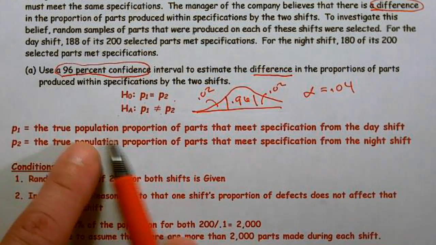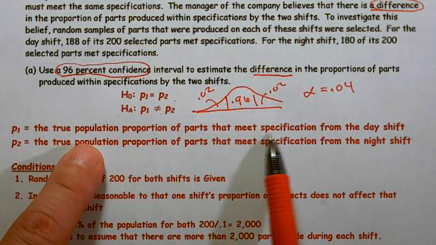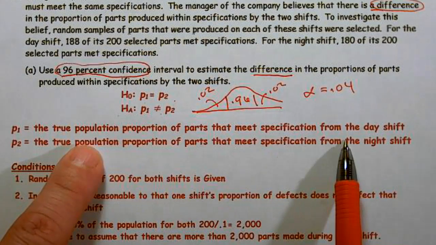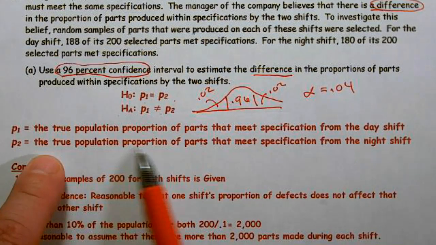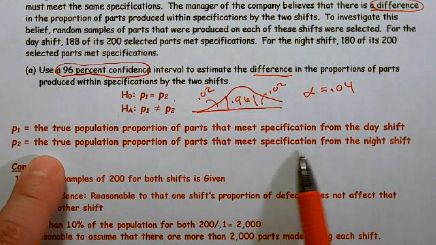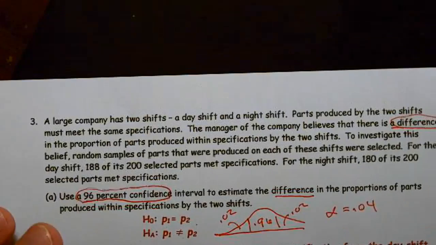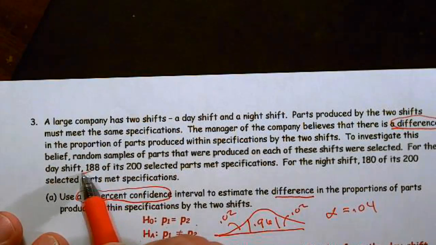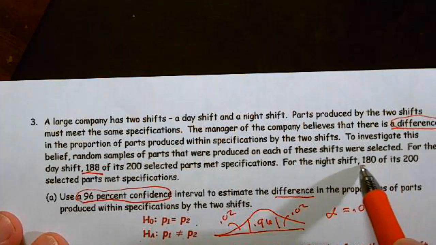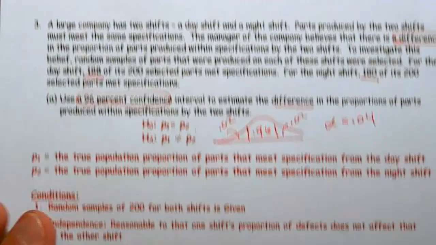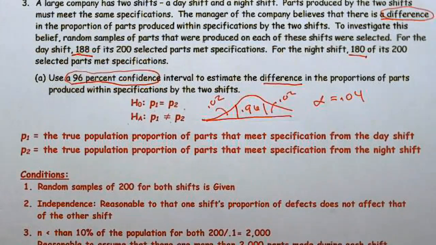P1, the true population proportion of parts that met specification from the day shift. P2 is the true population proportion of parts that meet specifications from the night shift. You're like, well, why did I use met specification? Well, because they gave me met specifications here. Could I have done it on the parts that did not meet specification? Yes, but I usually like to stick with specifically what they've given me in the problem and not try to be too creative and confuse myself.